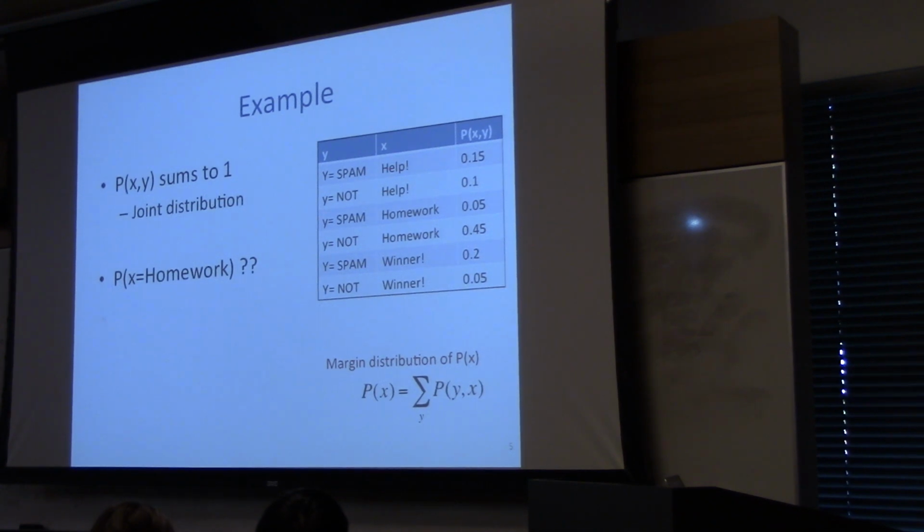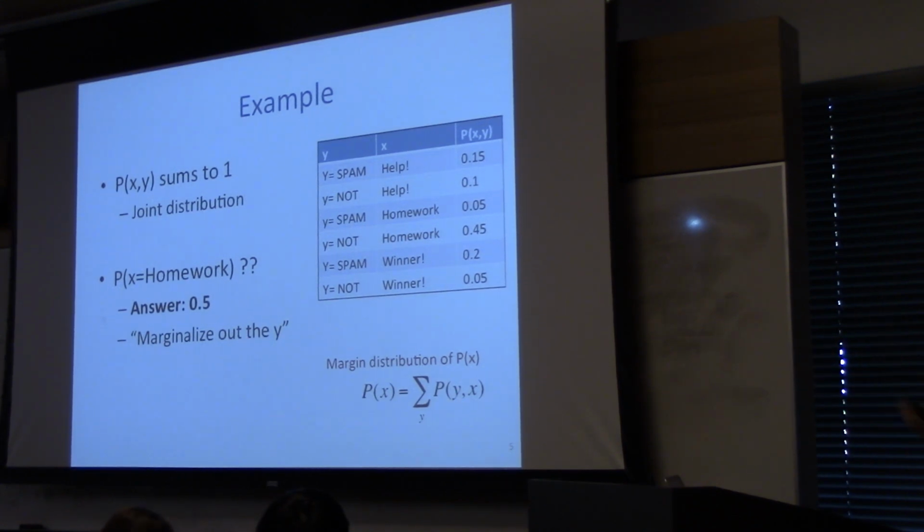Given our model, what is the probability that any given piece of email or document in our training set has a subject header homework? The answer is 0.5. You get that by simply summing over all the possible y's while keeping the x fixed, since you have the full joint distribution. So that's 0.05 plus 0.45, and it gives 0.5.